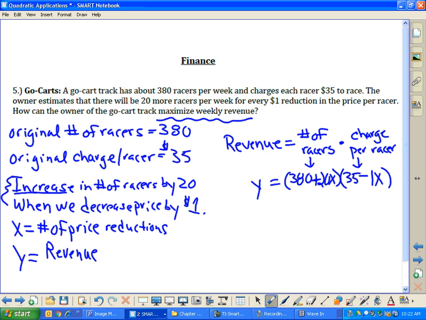$1x. Real quick, I want to lob this out to you because you're going to have to do a couple of these tonight for sure. Let's say he wanted to reduce the price by $2 per racer. How would Sydney's answer change? It would just be 2x. Let's do it again to make sure everybody understands. Let's say I wanted to reduce the price by 50 cents per racer.